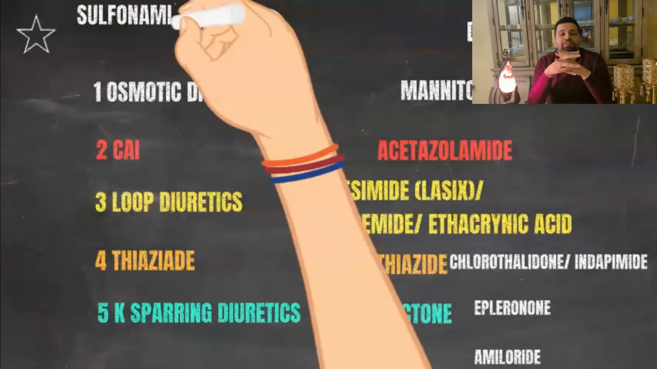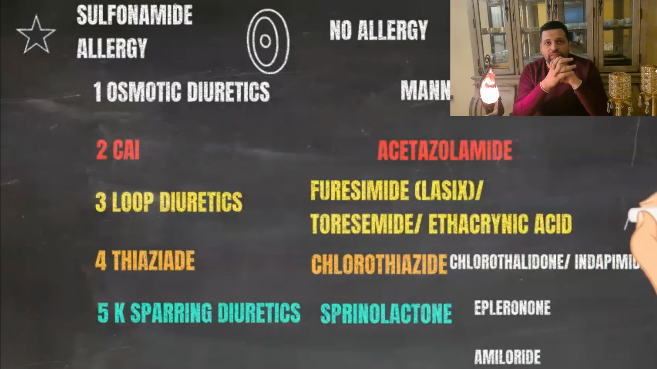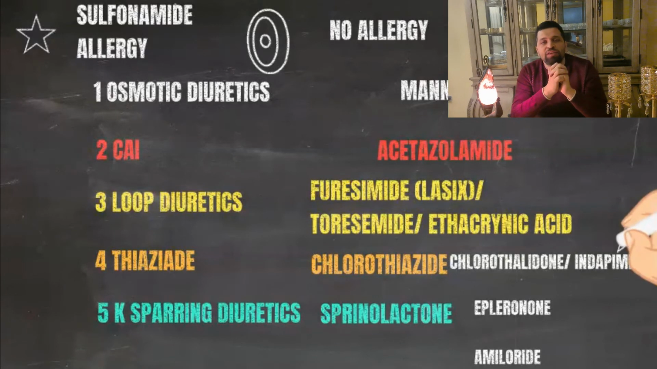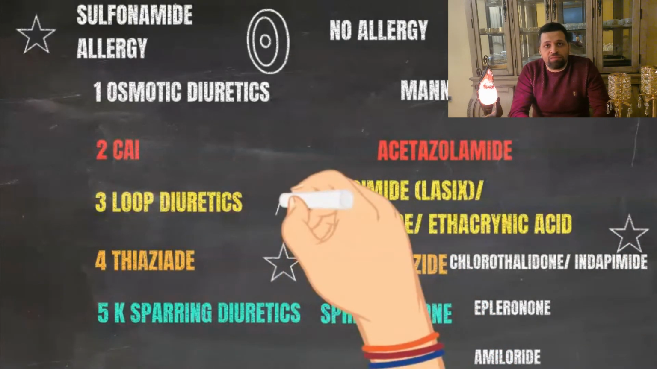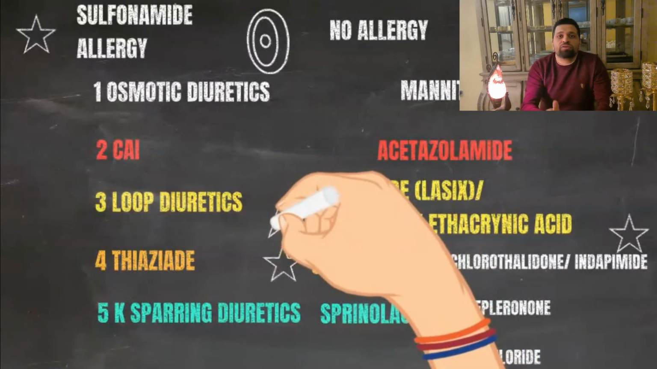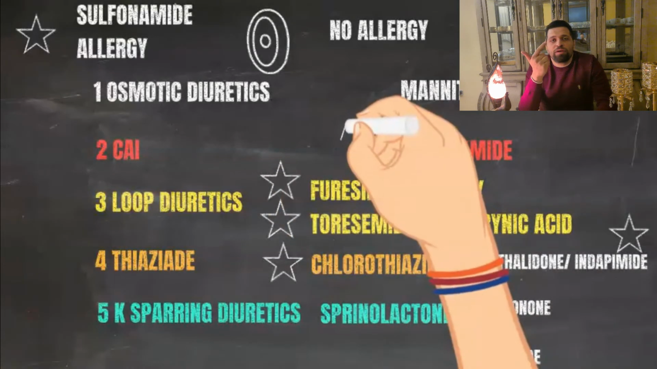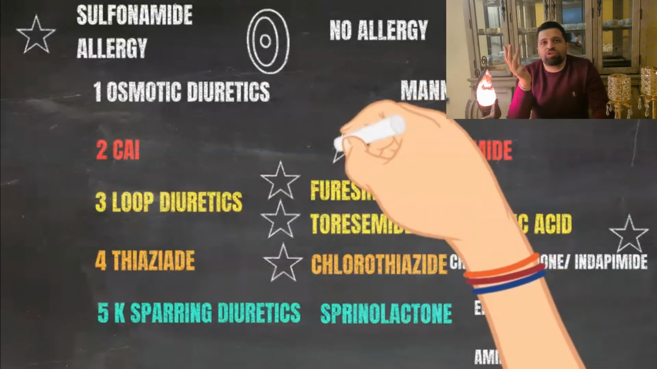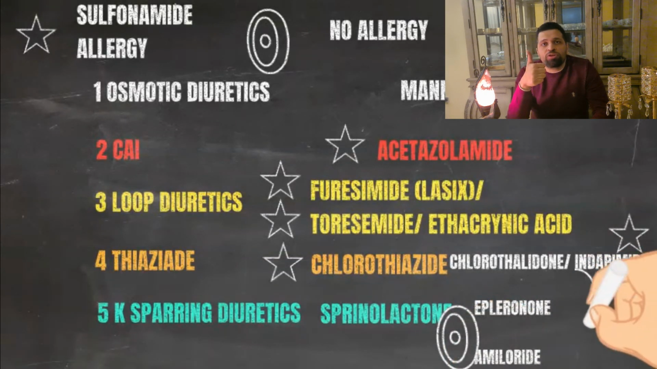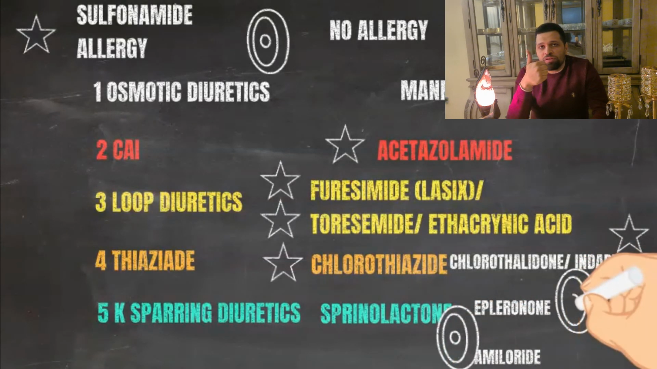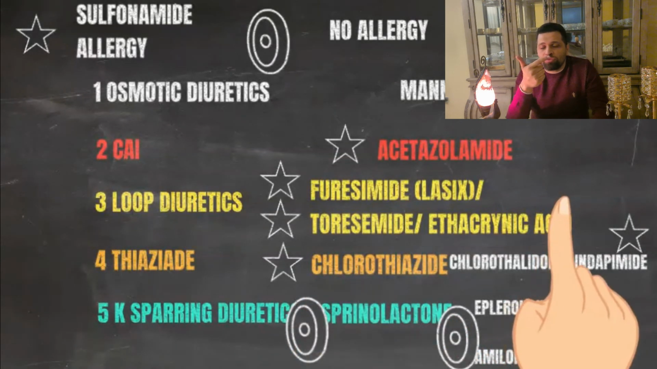So some drugs like sulfonamide antibiotics, which contain sulfur, cause allergy that might be severe to patients. Many of the diuretics we mentioned today can cause the same thing, sulfonamide allergy. It includes the carbonic anhydrase inhibitors, the loop, and the thiazide. As the potassium-sparing diuretics don't cause the same thing. So carbonic anhydrase inhibitor like acetazolamide, loop diuretics like furosemide and torsemide.